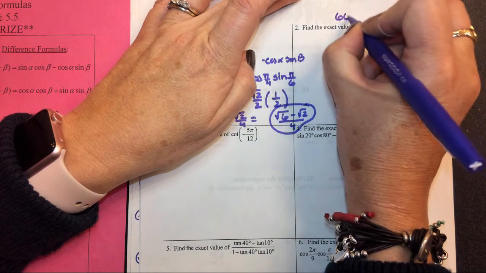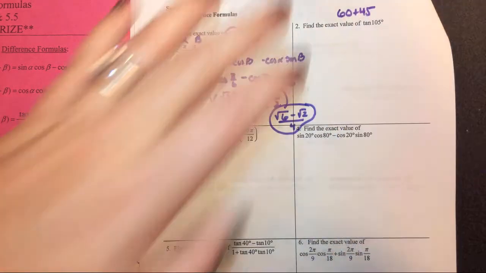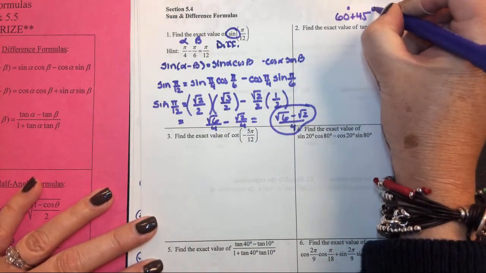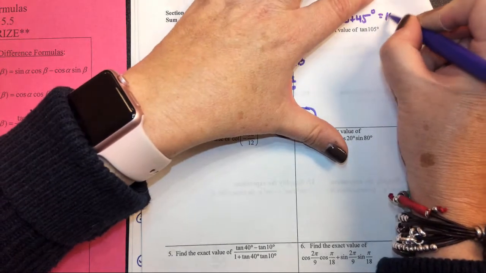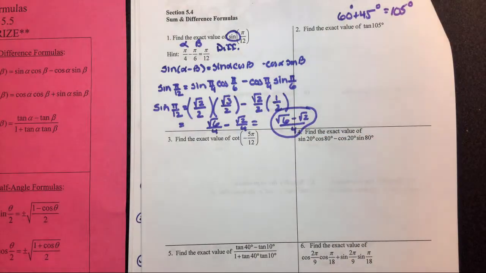60 and 45. Because you've got to be really careful of your signs. So I know 60 degrees plus 45 degrees equals 105 degrees. Could I have done 135 minus 30? Absolutely. The only reason I try and use quadrant 1 angles is so that I don't have to worry about substituting in with negative ratios, because those negative signs could drive us nuts.